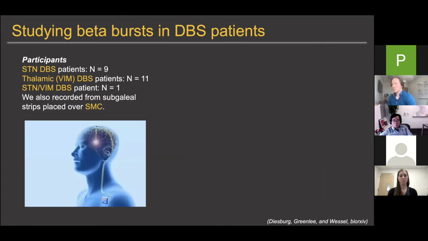So we accomplished this by collecting intracranial recordings during awake deep brain stimulation surgeries. We recruited patients who are receiving DBS in either the STN or the thalamus. Those thalamus patients had the ventral intermediate nucleus of the thalamus as the target implant zone specifically, or VIM. So we recruited 9 STN DBS patients, 11 thalamic DBS patients, and we were extremely fortunate to be able to also collect data during a highly unusual surgical case that involved explantation of VIM DBS and implantation of STN. So we were actually able to record from both regions at once in that single individual.